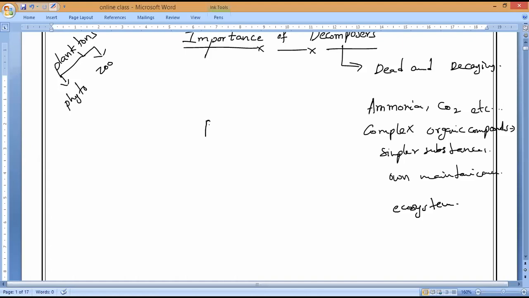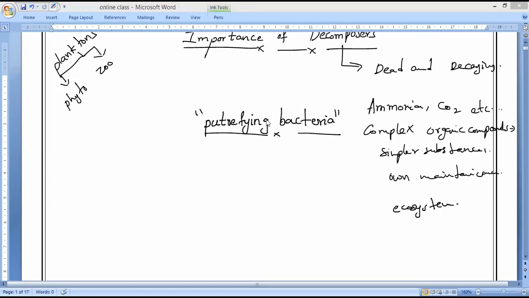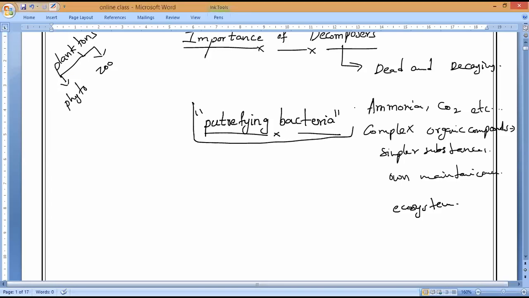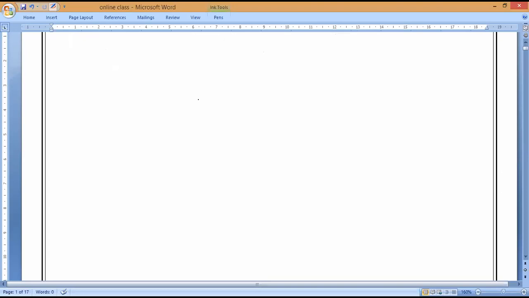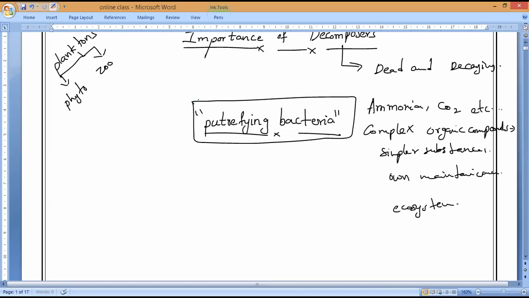Please check your notebooks and tell me. Do you remember this word? Nobody is remembering. Yesterday also I told you. Some of the bacteria which work as decomposers, not fungi, we call them putrefying bacteria. As I told you, Arvind, Kevin, yesterday, but nobody is remembering. That is what it is. So we call them putrefying bacteria, which act as decomposers.